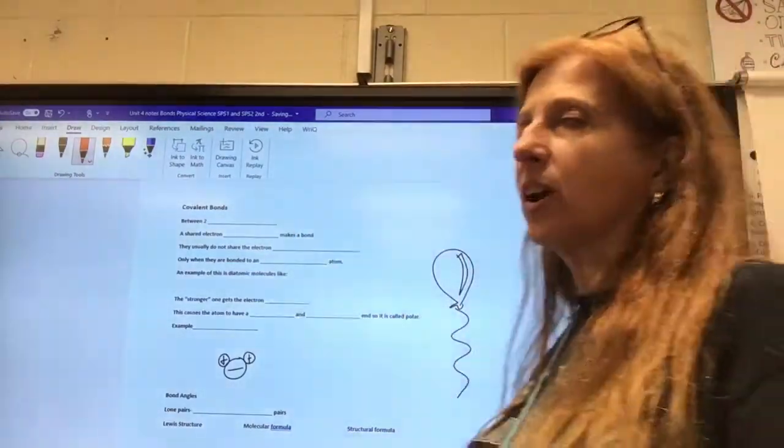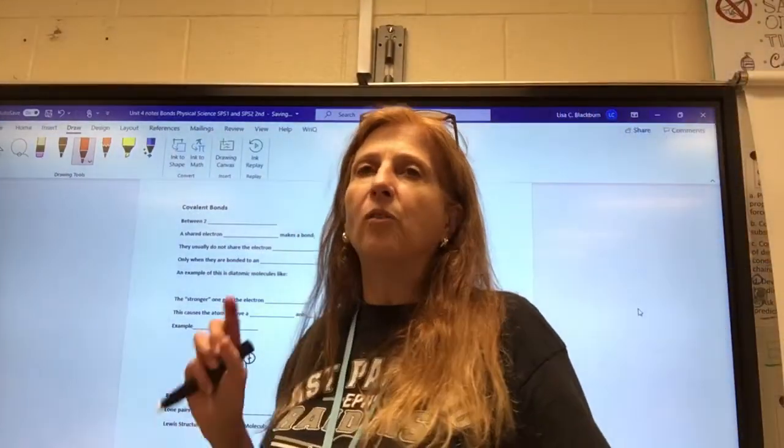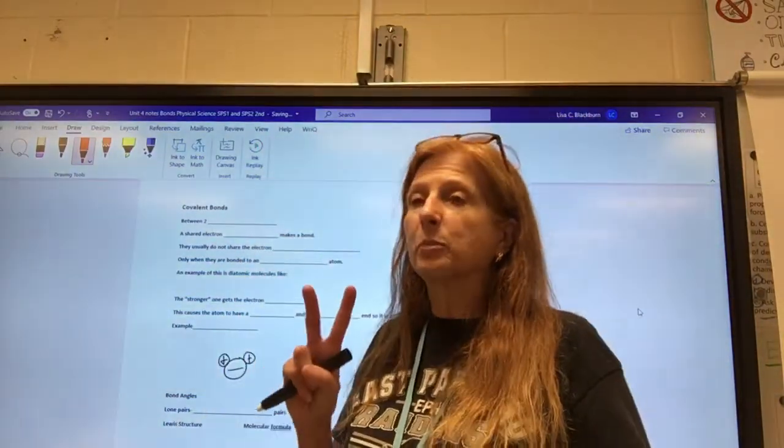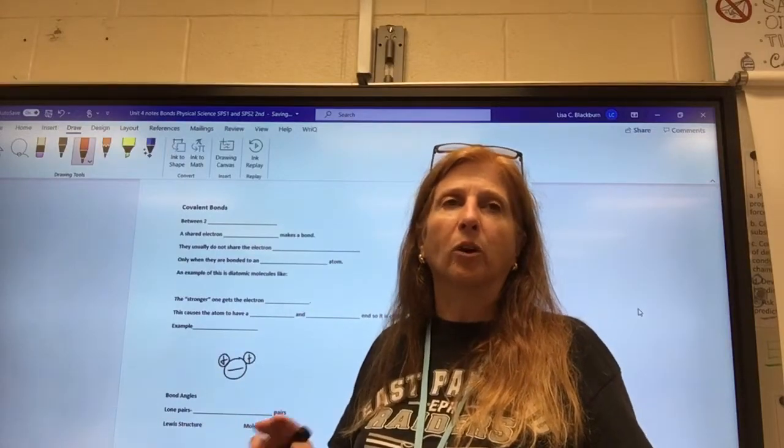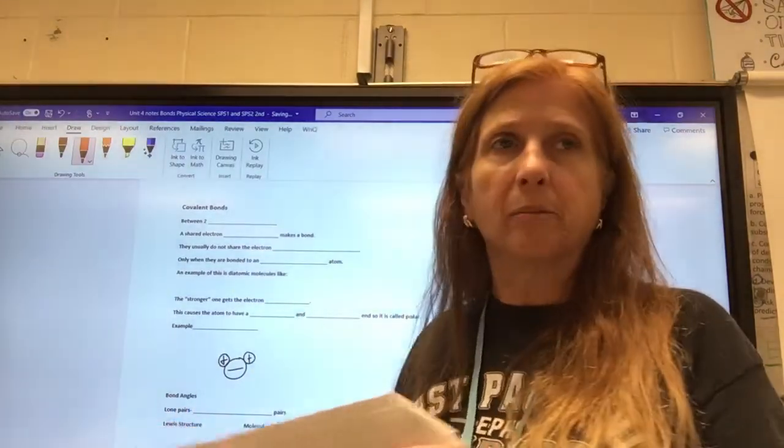The next one is our covalent compounds. Ionic is between a metal and a nonmetal. Covalent is between two nonmetals. These are our divorced parents who work out sharing arrangements.